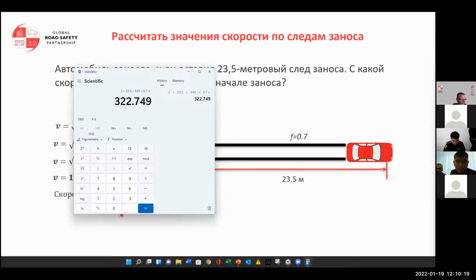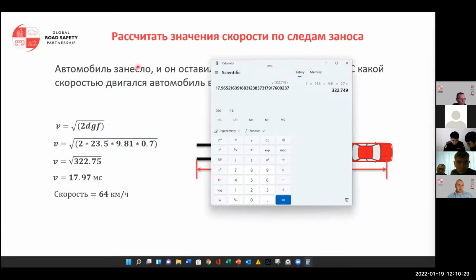So let's find the square root symbol. The square root of 322.75 is 17.965, or to 2 decimal places, 17.97 meters per second. That's velocity.